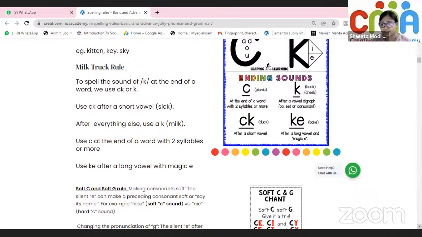This is all written in this picture. I hope it is clear. So only C for picnic because we have two syllables, and only K because it's a vowel digraph, book and cheek. Okay. And sorry, both C and K for short vowel sound. And whenever you find a magic E, you have to give the long sound, as in the word make. Okay.